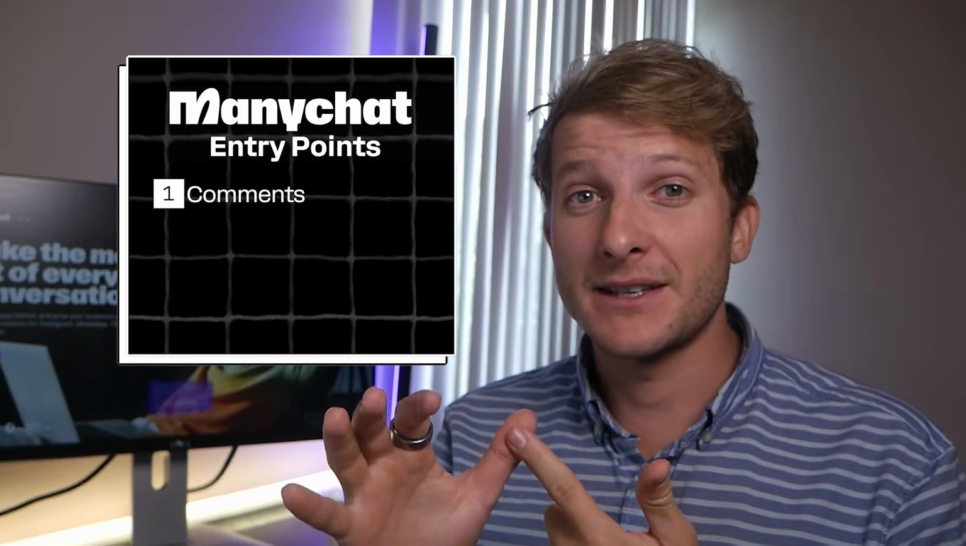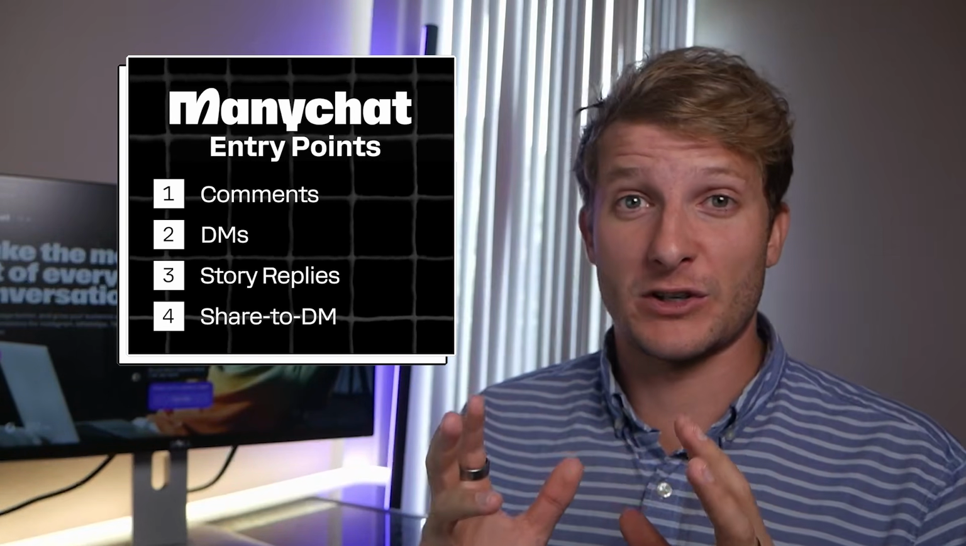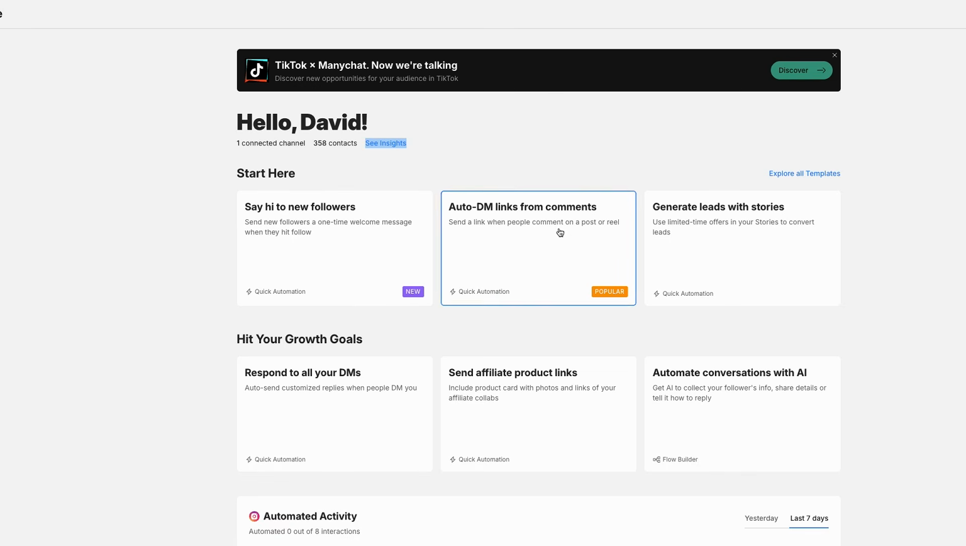So that is how you set up a comment to DM automation. And there is a ton of different entry points as well. So we have comments, we also have DMs, story replies, share to DM, and so much more. We're constantly adding new entry points, so make sure to go through your Manychat account to see them. But for some example, we have auto DM links from comments, generate leads from stories. So this is when somebody responds to your story or shares your story. That's how you can start an automation there.